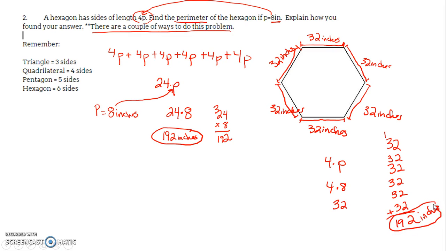So when Ms. Connor says there are 2 ways to go about this problem, you could have left the p's, found your perimeter, and then substituted in 8 inches. Or you could have first substituted in 8 inches, found your side length, and then added those up to find your perimeter. Either way, you're going to come up with 192 inches for the perimeter of this hexagon. I hope that helped.